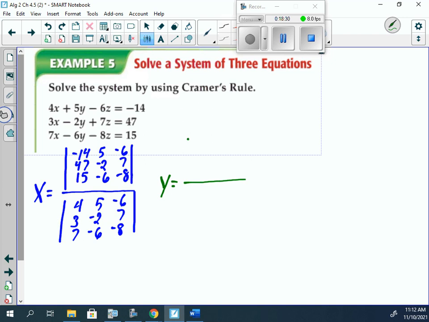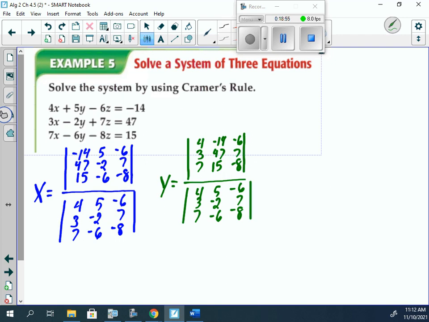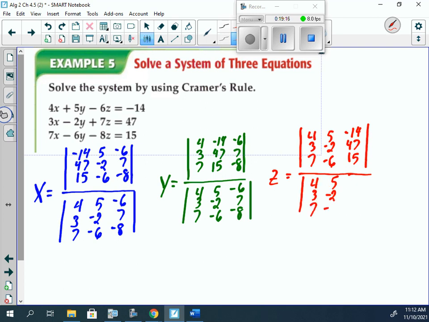Well, y, we'll do the same thing. 4, 3, 7, negative 14, 47, and 15, negative 6, 7, negative 8. 4, 3, 7, 5, negative 2, negative 6, negative 6, 7. z: 4, 3, 7, 5, negative 2, negative 6, negative 14, 47, and 15. 4, 3, 7, 5, negative 2, negative 6, negative 6, negative 7, negative 8.